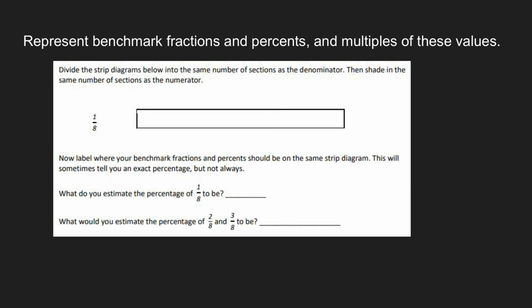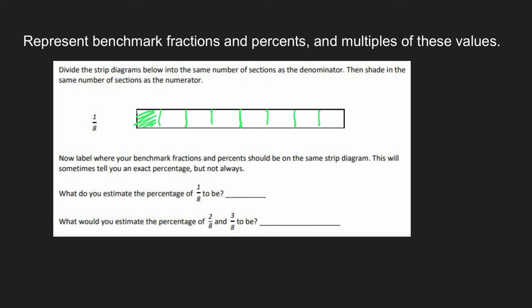All right, divide the strip diagram below into the same number of sections as the denominator, then shade in the same number of sections as the numerator. All right, so we need 8 parts. So I would do a half first, and then a half of that. That cuts it into fourths, and then a half of that will cut it into eighths. So these are little benchmarks. Shade in 1/8.